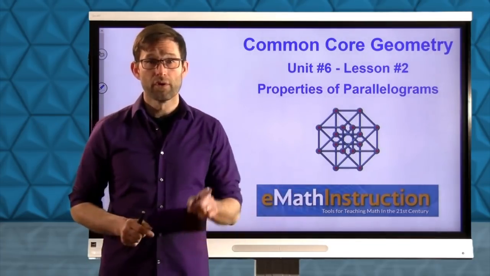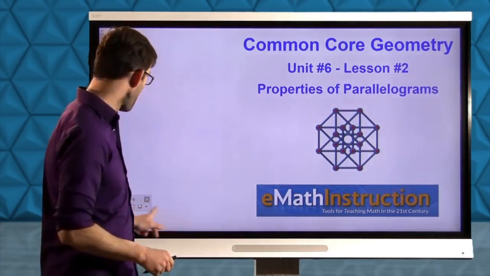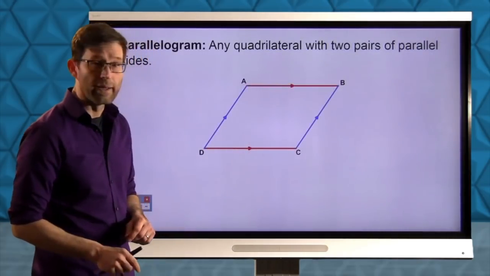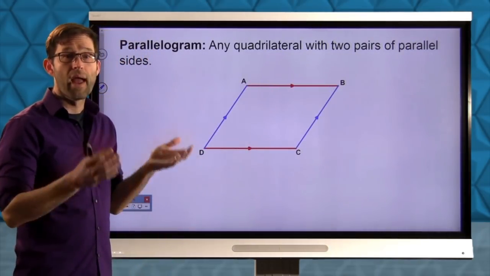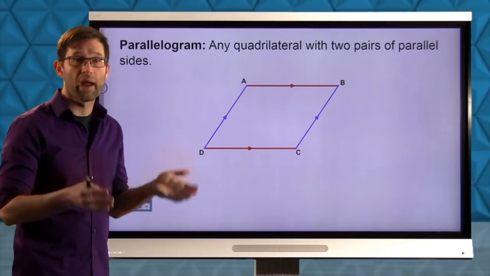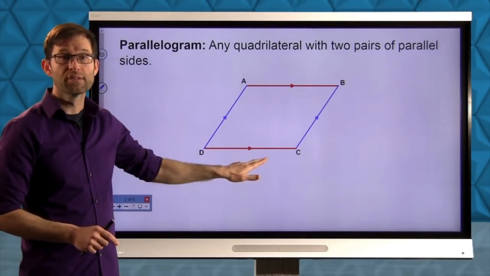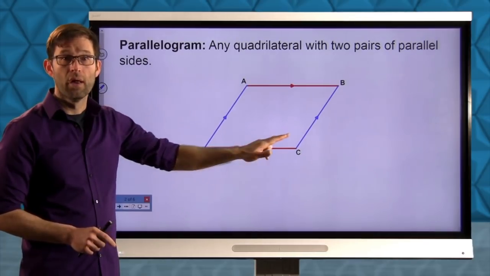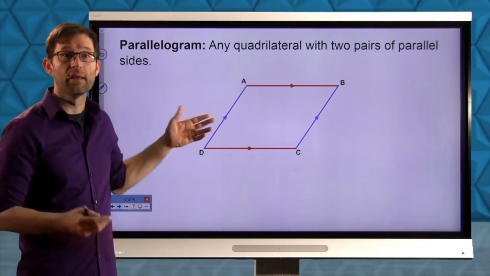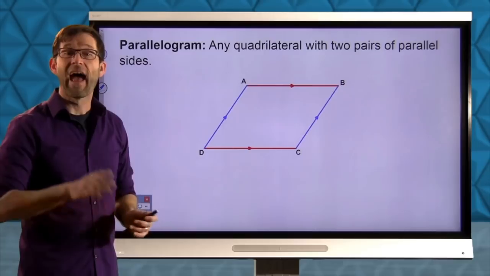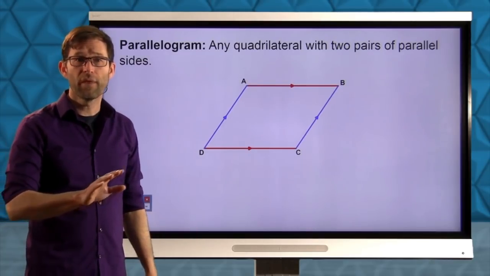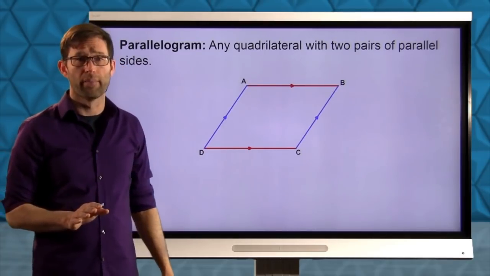So, without further ado, let's get into the definition of a parallelogram. All right. Parallelogram: any quadrilateral with two pairs of parallel sides. Again, we've got side AB, side CD, they're parallel. Side BC, side AD, also parallel. And that's it. That's the whole definition of a parallelogram, okay?